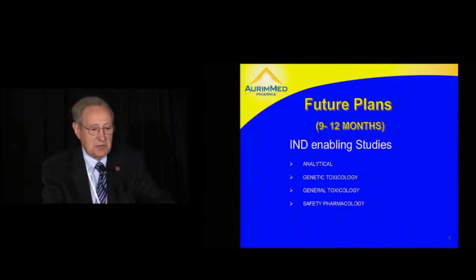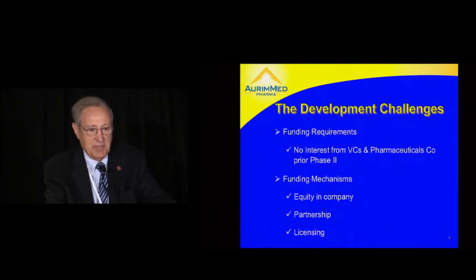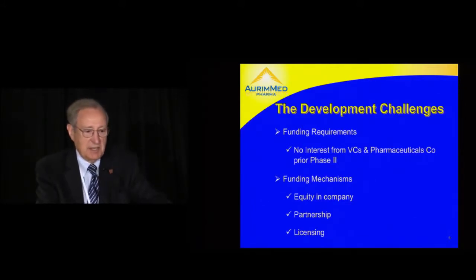And we don't have the resources yet. We're working on it. We don't have the resources yet to get to an IND, where we at least have a hope, not a guarantee, at least a hope that Big Pharma will pick it up. So here are the development challenges.